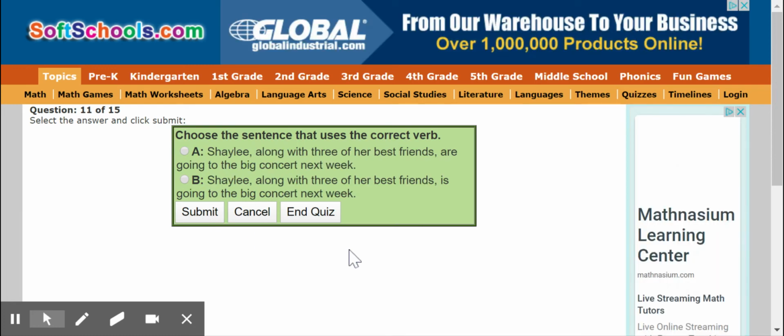All right. Shaylee, along with 3 of her best friends, are going, or Shaylee, along with 3 of her best friends, is going. Be very careful. This phrase here, along with 3 of her best friends, is not part of the subject. It's actually a prepositional phrase. And a noun or nouns in the prepositional phrase would never be the subject. So we have to just ignore this part of the sentence and go with the subject here. Shaylee. Shaylee is singular. So it's going to be Shaylee is going to the concert.